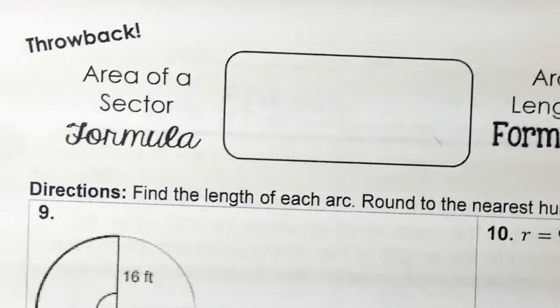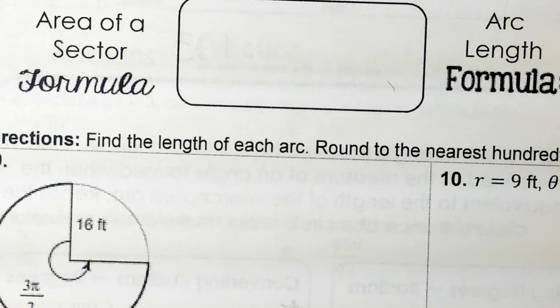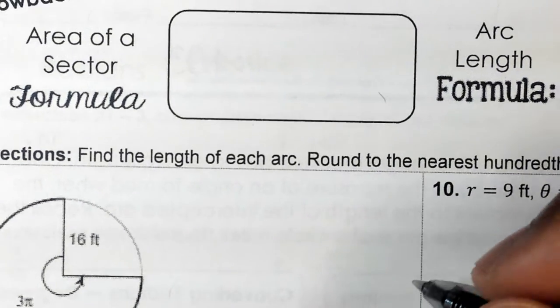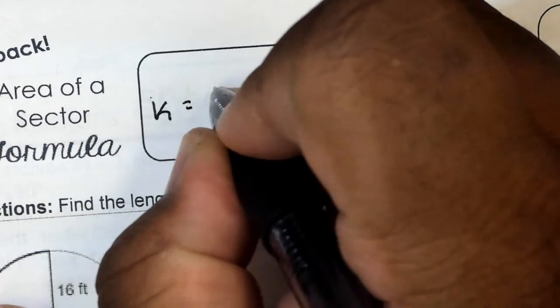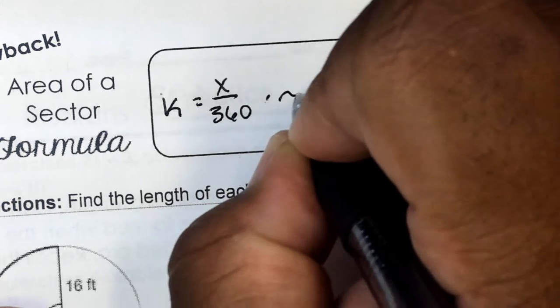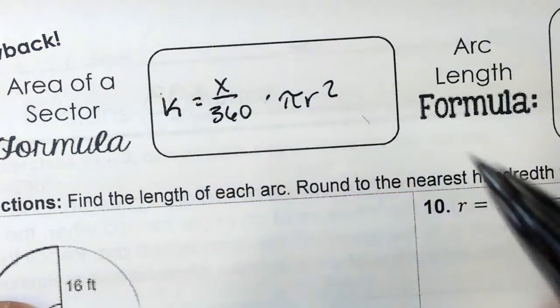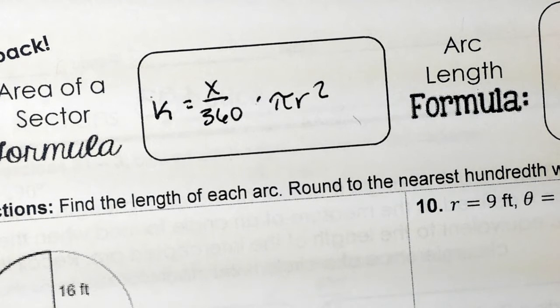I need the formulas on the back for area of a sector, and then we can do arc length. You can do both. A equals x over 360 times pi r squared. What's the power square part on this? The diameter? I mean, no. The circumference.